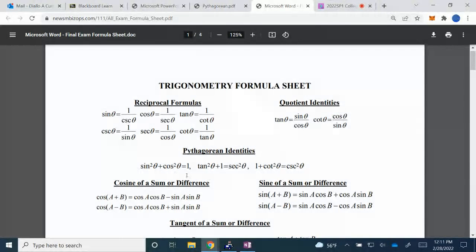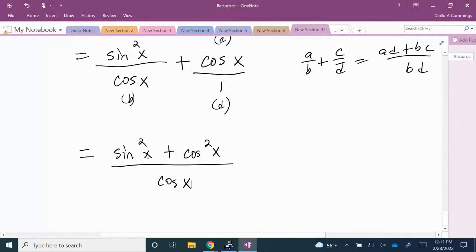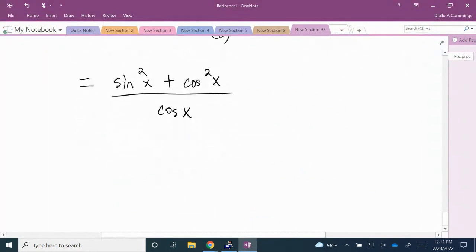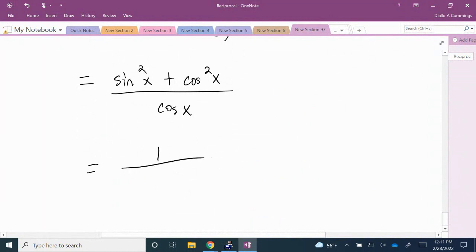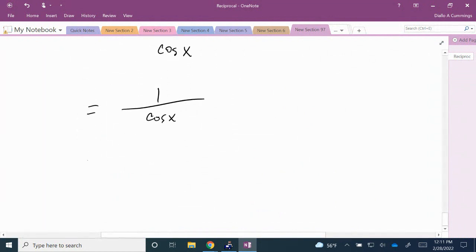All right, if we take a look at that first Pythagorean identity, sine squared theta plus cosine squared theta is equal to 1. Therefore, we can substitute sine squared x plus cosine squared x for 1. I'm going to bring down cosine x. And from our reciprocal identities, 1 divided by cosine x is secant x.